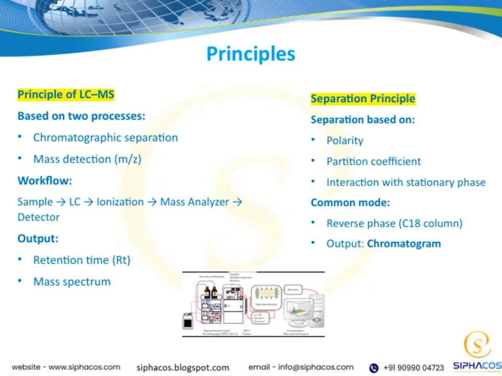From this process, we get two key outputs: the retention time, which tells us when a compound elutes from the column, and the mass spectrum, which provides detailed information about the molecular weight and structure of the analyte. These combined data points are essential for identifying and quantifying compounds in complex mixtures.